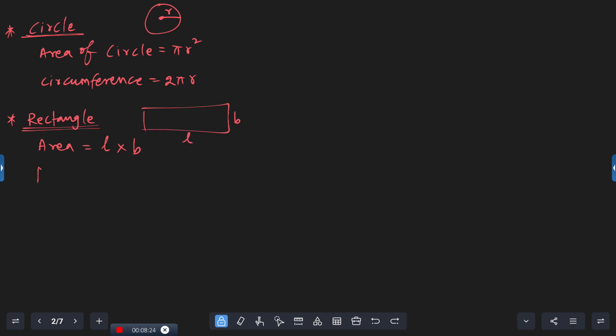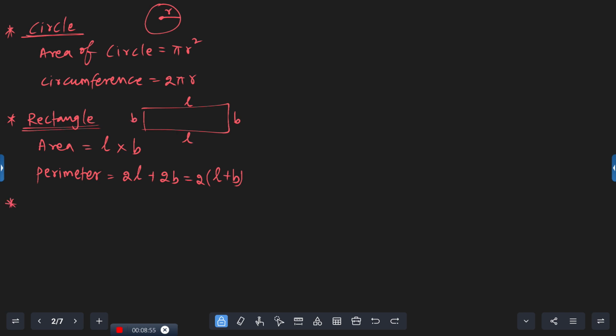And what about perimeter? Perimeter and circumference both have the same meaning. When we have a curve, we should use circumference. When we have a closed line segment figure, we should use perimeter, which is equal to 2L plus 2B, which is equal to 2 into (L plus B), because L will be coming here, B will be coming here also. Understand? That is what I am telling.